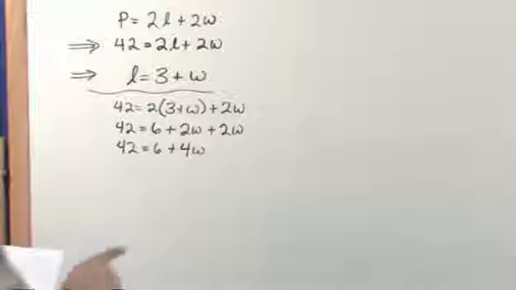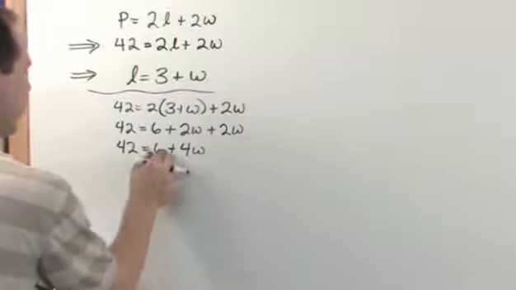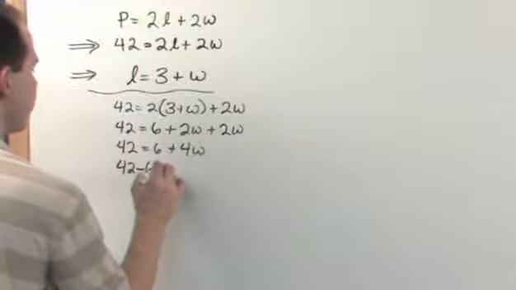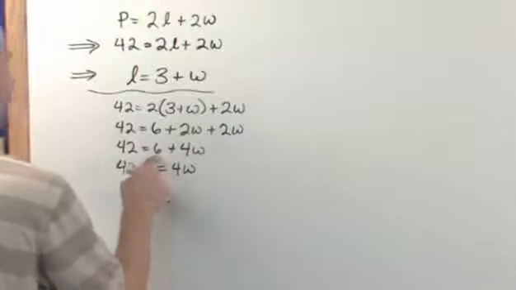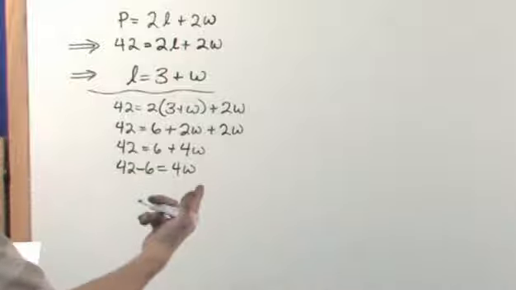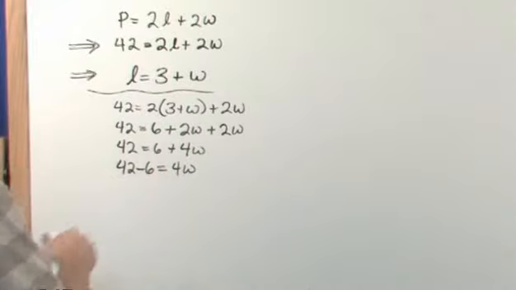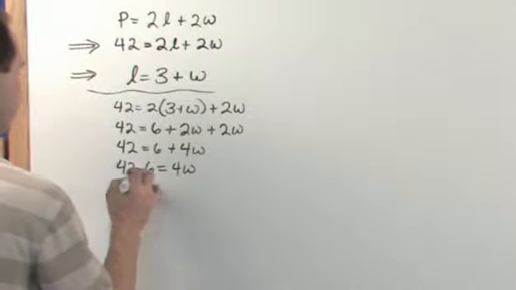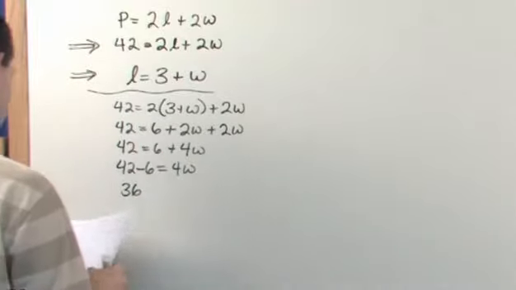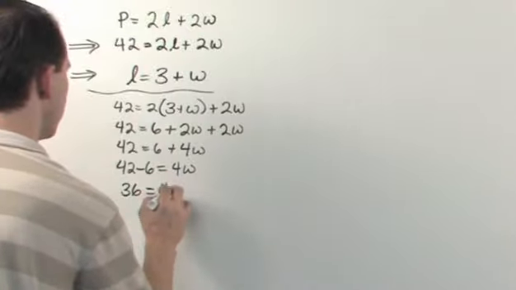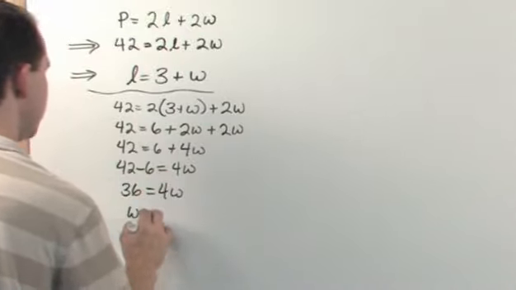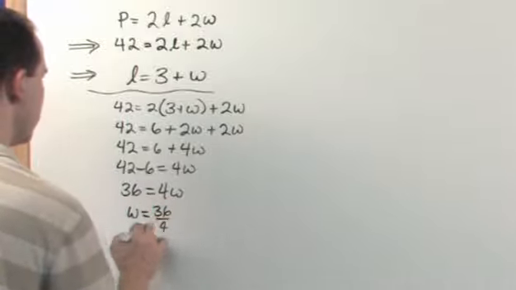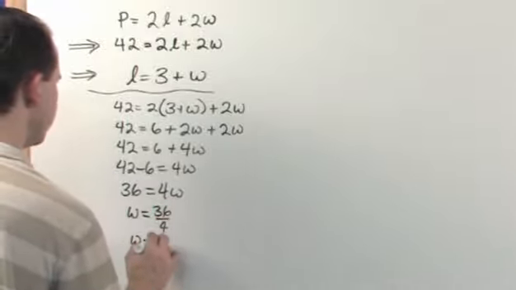In order to solve for W, I need to get it by itself. So I'm going to take the 6 and move it over. I'm going to have 42 minus 6, because I'm subtracting 6 from both sides. On the right, it disappears because 6 minus 6 is 0. On the left, 42 minus 6 is 36, and that's equal to 4W. So for W, just divide both sides by 4. 36 divided by 4, W is equal to 9.